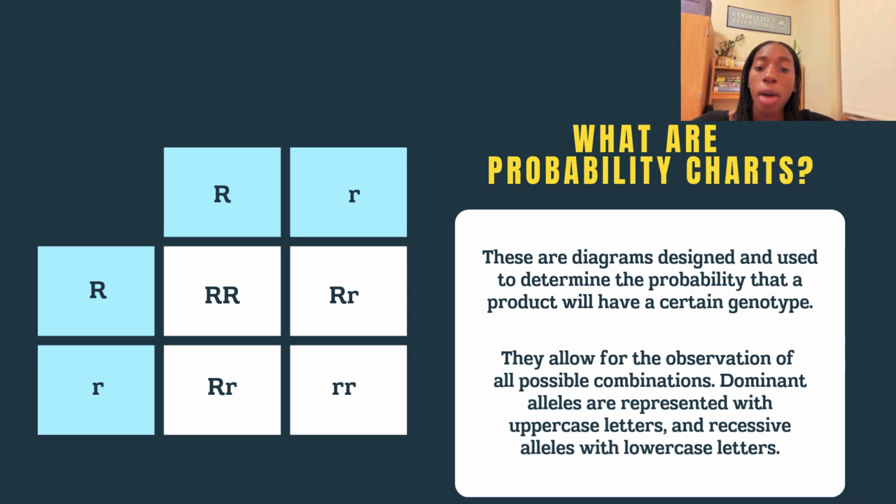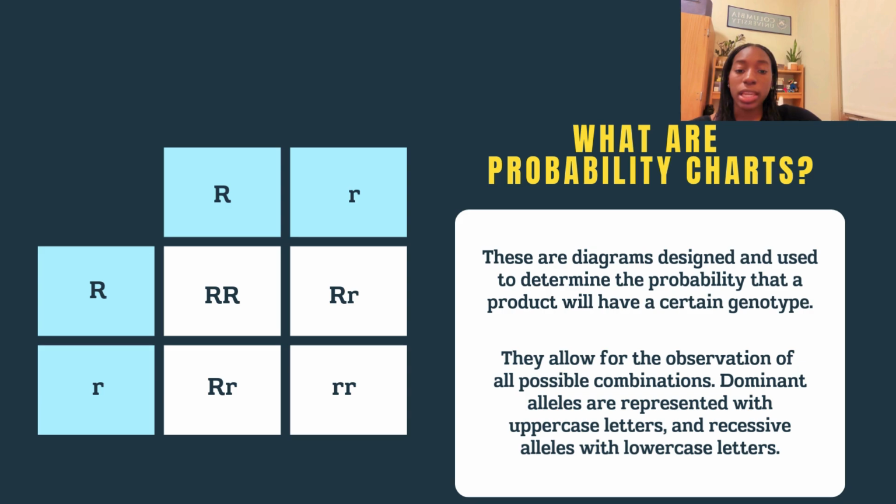In the upper right quadrant and the lower left quadrant, one parent is donating an uppercase R and the other is donating a lowercase r, and then vice versa. One of the parents gives an uppercase R, the other gives a lowercase r. In that case, the offspring is heterozygous, meaning that they have different alleles for a particular gene.